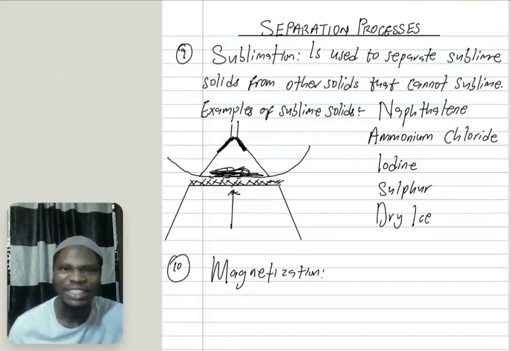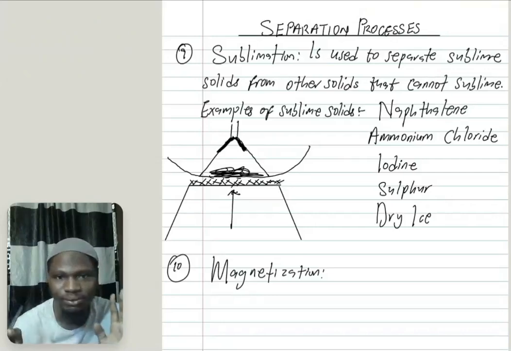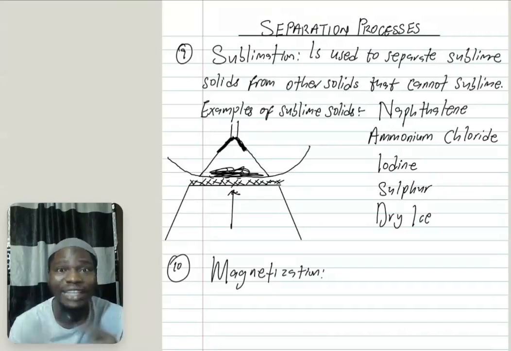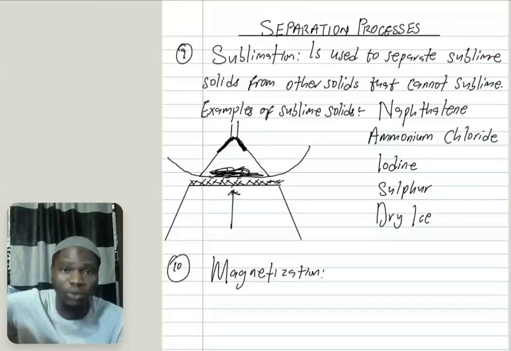You see, there are some solids that can never exist as liquid. If you apply heat to them, they will turn directly to vapor. Remember, from solid to gas directly is what we call sublimation.